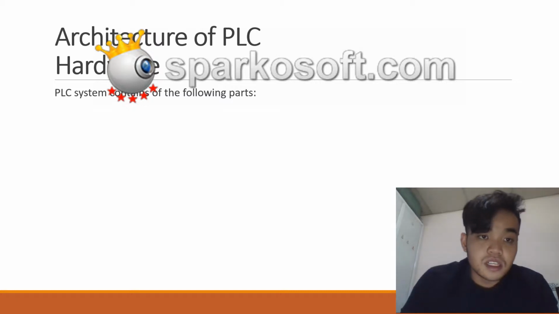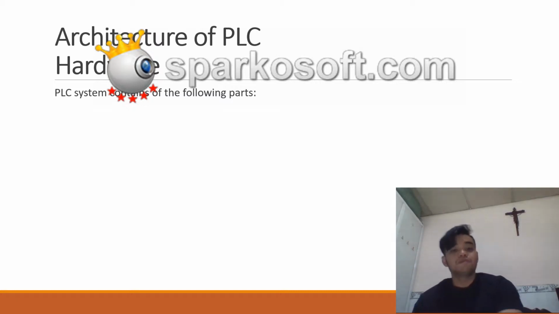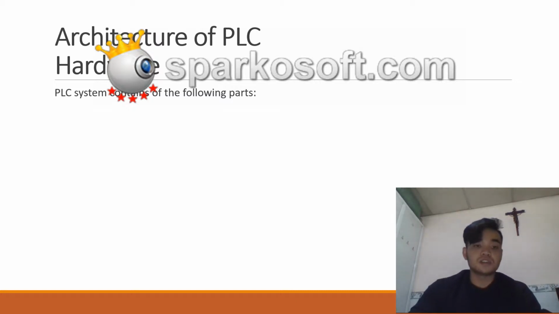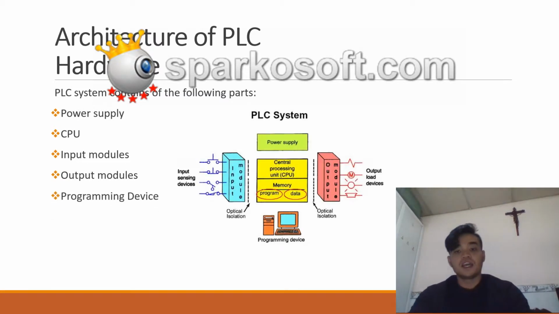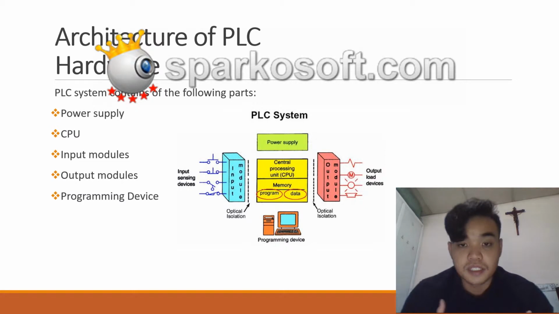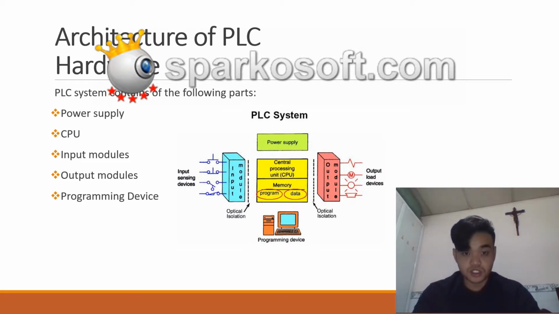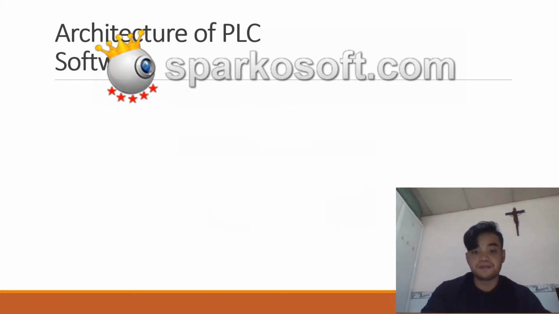The next is the architecture of PLC hardware. A PLC system consists of the following parts. First is the power supply. Second, the CPU, then the input module. Next, the output module. The last is the programming device. The picture will show you the PLC system. The input module connects with input sensing devices. The output module connects with output load devices. The programming device will send the program and data to the memory of the central processing unit, the CPU.